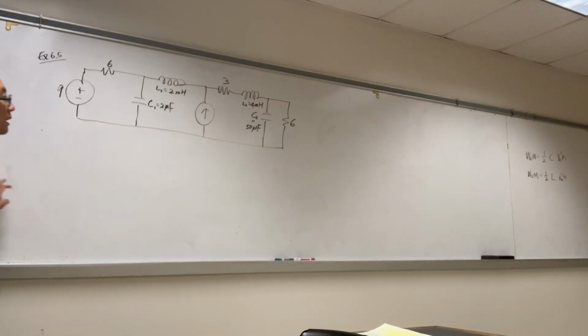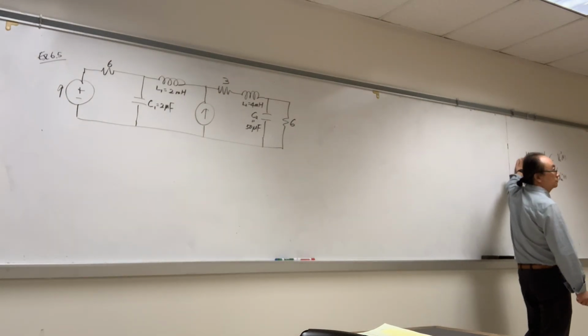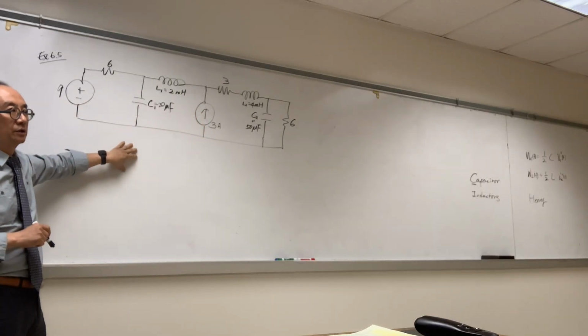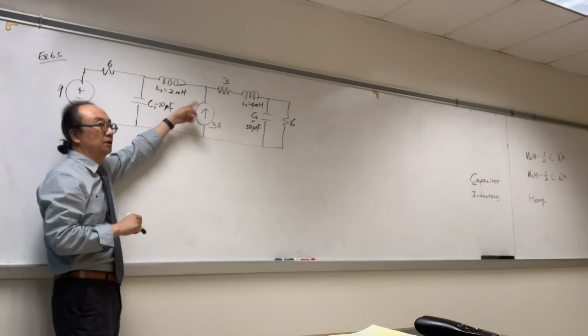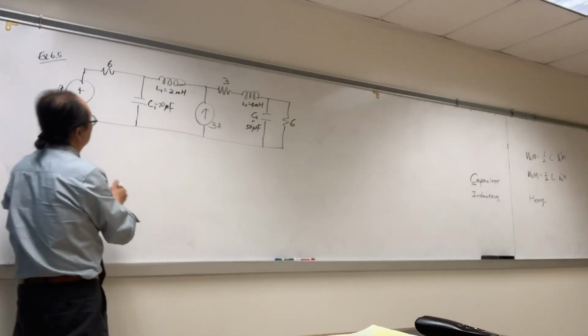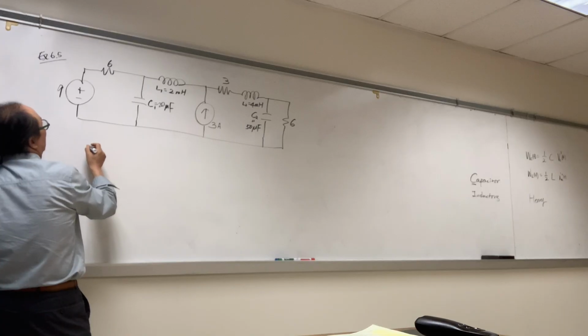So we're going to find energy, W: WC, WL. Since this is under DC condition, what do we need to do with these inductors? Short circuit, capacitors, open circuit. Great. So that's what we want to do first.